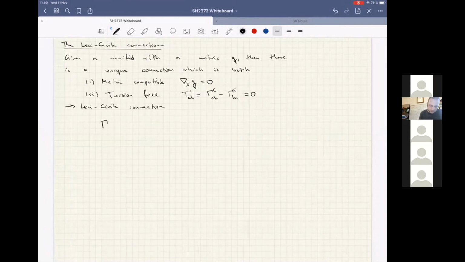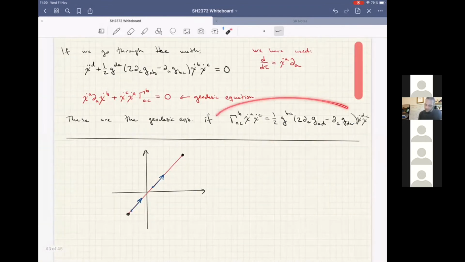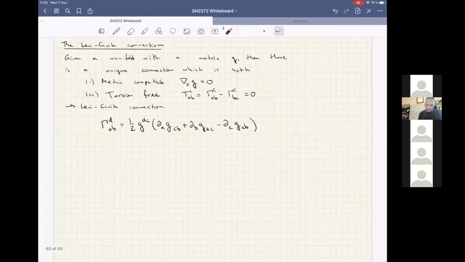So that's going to be Gamma^A_BC equals 1/2 g^AD times (d_B g_DC plus d_C g_DB minus d_D g_BC). And this indeed satisfies both this relation and it's torsion free because it is symmetric in B and C. So these are the connection coefficients of the Levi-Civita connection, and if you remember our discussion from Euclidean space, they are actually the Christoffel symbols.